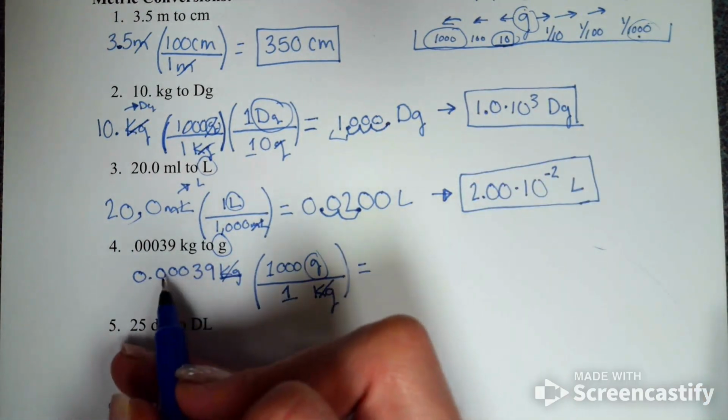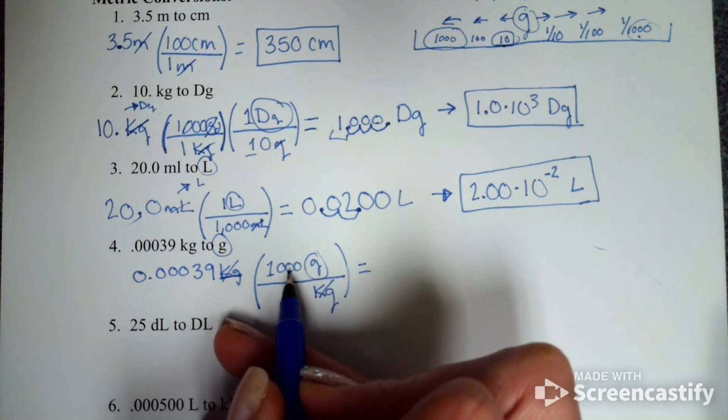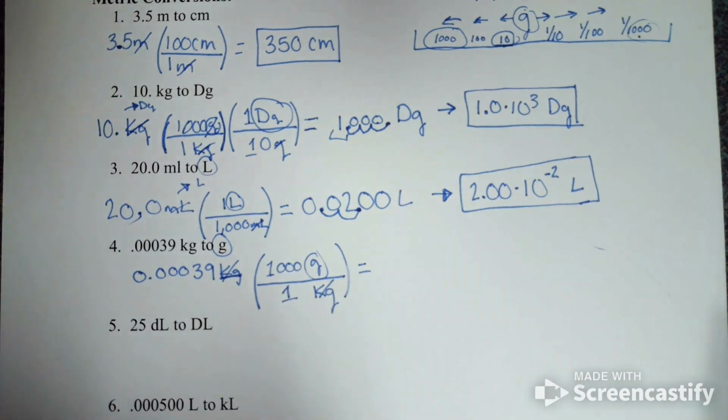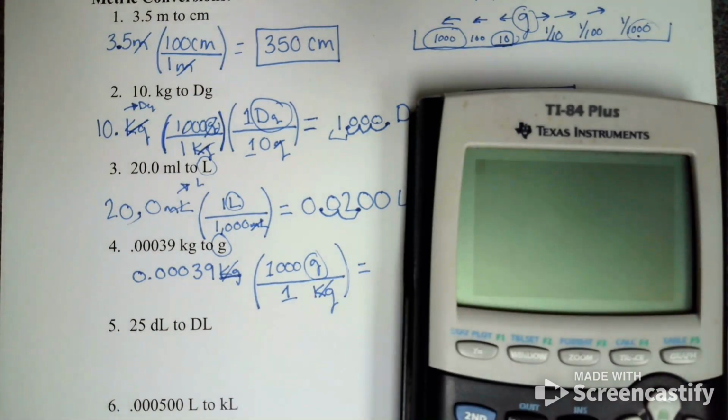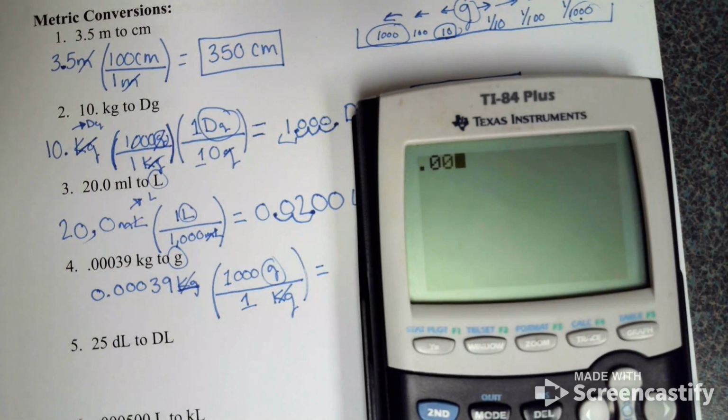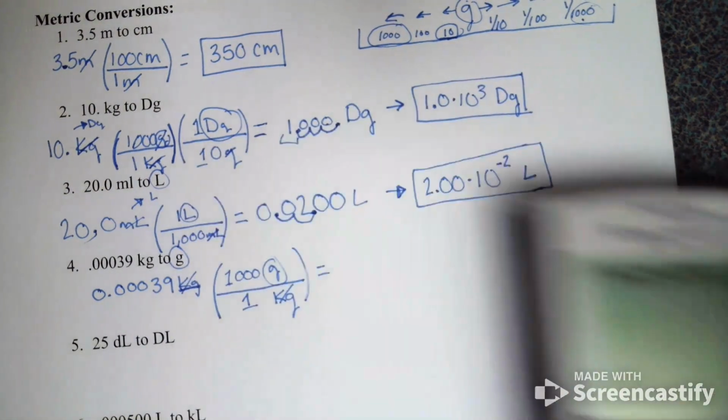Mathematically, you're going to take this number times this number. If you really want to, you can divide by 1, but it won't change your number. I'm going to do it on my calculator, and then I'll do it by hand to show you both. There are 3 zeros times 1,000. This is what my calculator says.